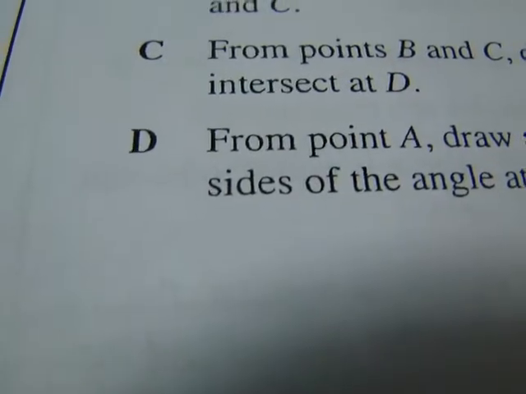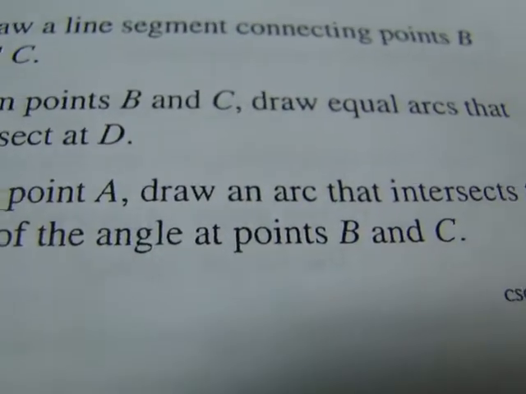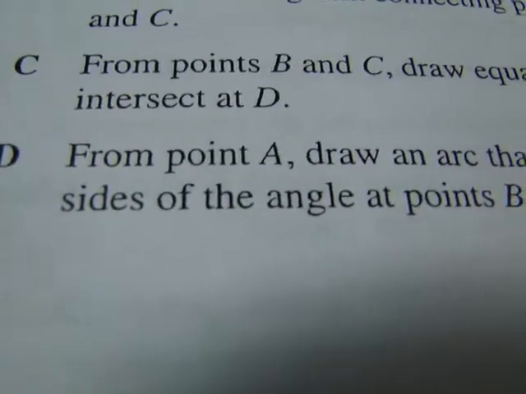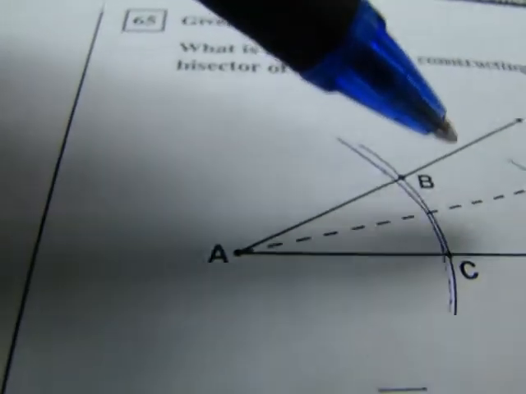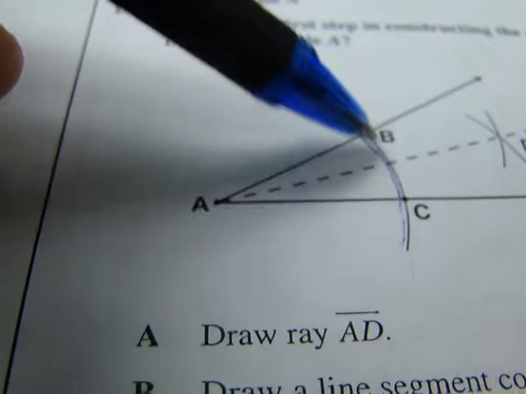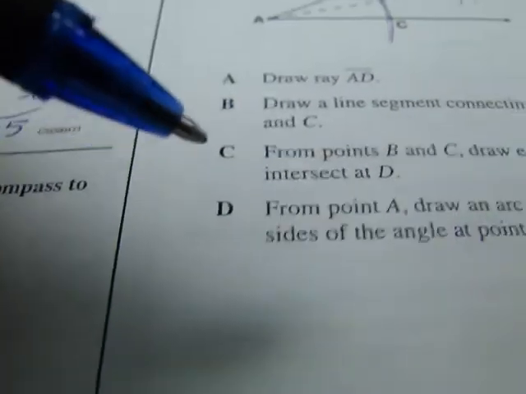So let's look at D. From point A, draw an arc that intersects the sides of the angle at points B and C. So like we said, from A, we make this arc. That's the first thing we did, therefore our answer is D.